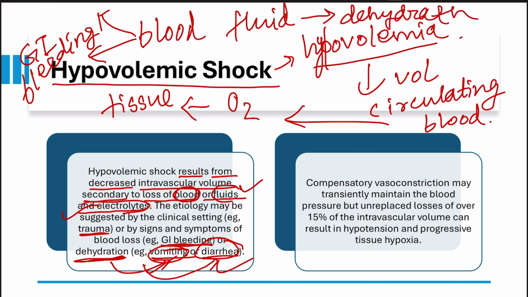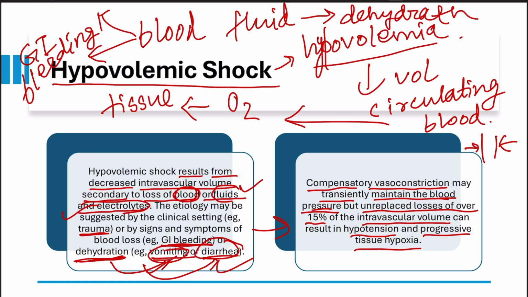Now what happens after this? After this there is compensatory vasoconstriction, and this can transiently maintain the blood pressure because already there is a decrease in the blood volume. So as a compensation, the blood vessels constrict. This leads to the maintenance of the blood pressure, but unreplaced losses of more than 15% of the intravascular volume can lead finally to hypotension and progressive tissue hypoxia.